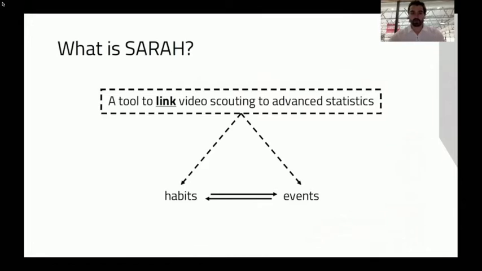So what is SARA? SARA is a tool to link video scouting to advanced statistics. And by scouting, we mean habits and events. Events are the outcome of a play, for instance, a zone entry or a successful breakout. And habits, we'll get into more detail later, are basically how the player got there. There are different habits, such as having the puck in the hip pocket or getting off the wall quickly, outside edges, etc.